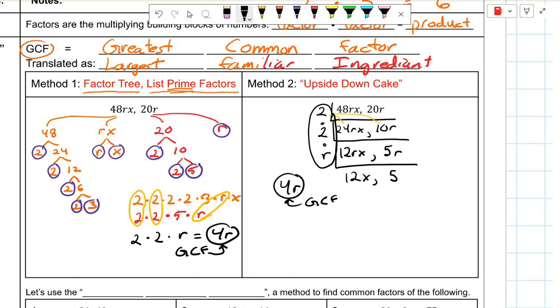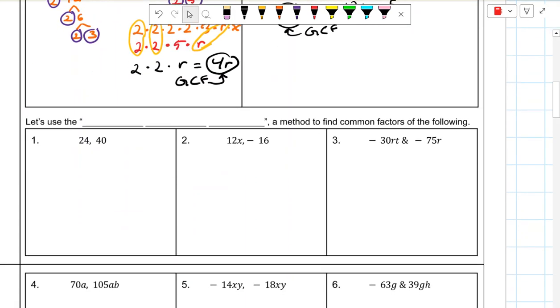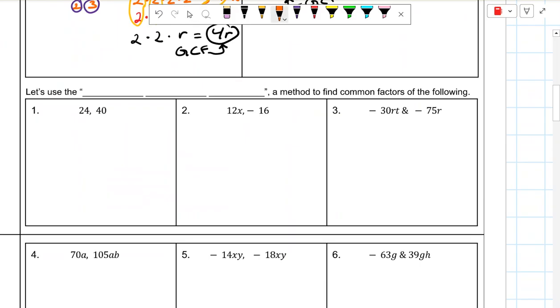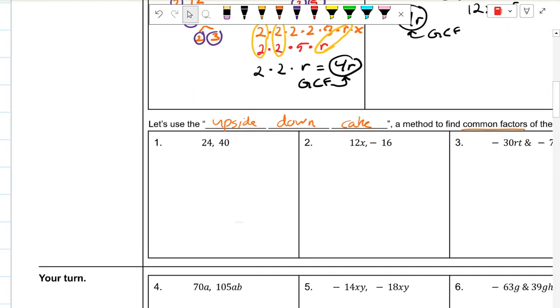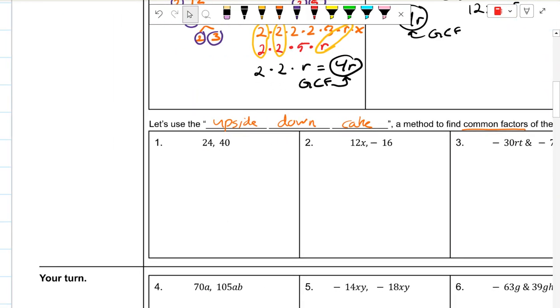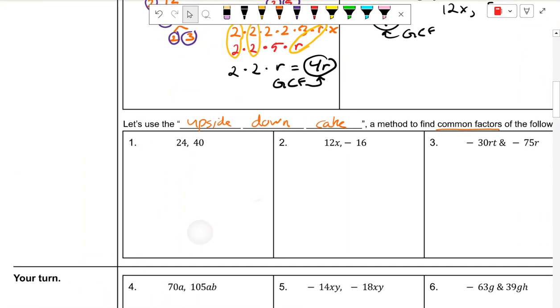It's also been referred to as the upside down wedding cake, because wedding cakes usually have many, many layers going up. All right, let's go down here and let's use what we've learned, and that is the upside down cake method. It's a method to find what? Common factors of the following. So these are the ones that we're going to try together, and then you're going to have your turn right below. So let's go ahead and start right here on number 1.